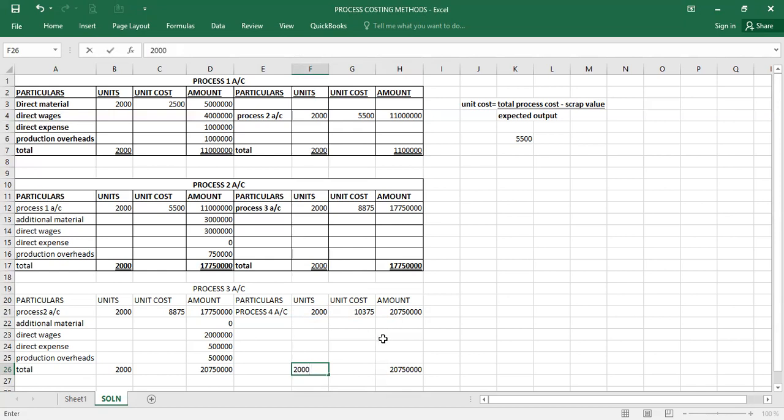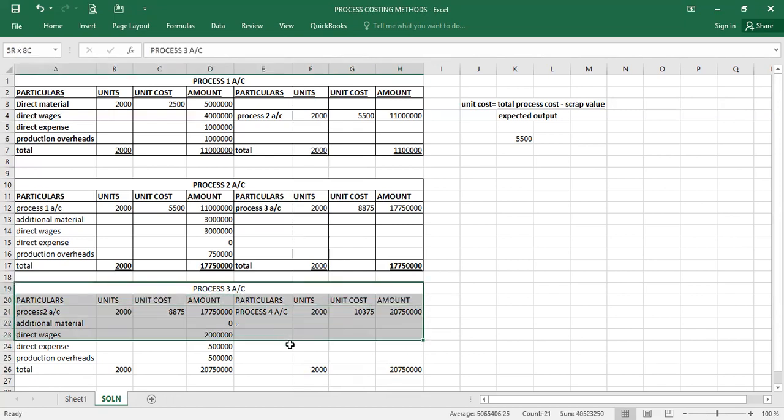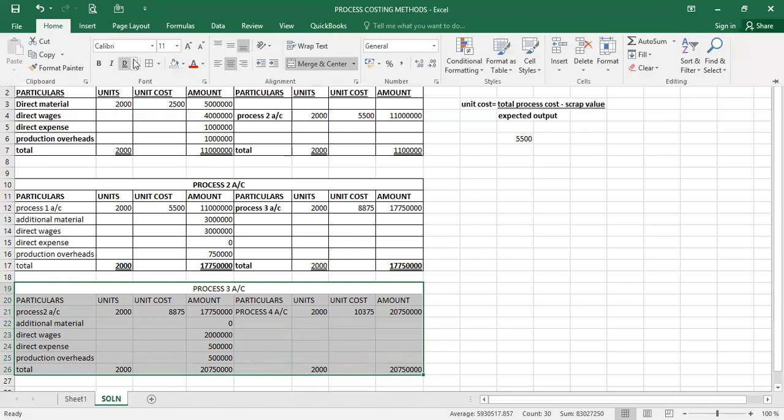The number of units must balance, whether they are losses or whatever, they must balance, because those units that you started with, at the end of the day, when you finish everything, they must be balancing.